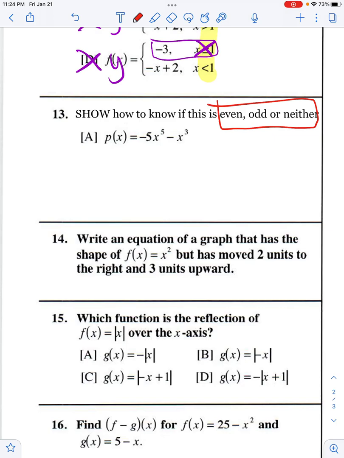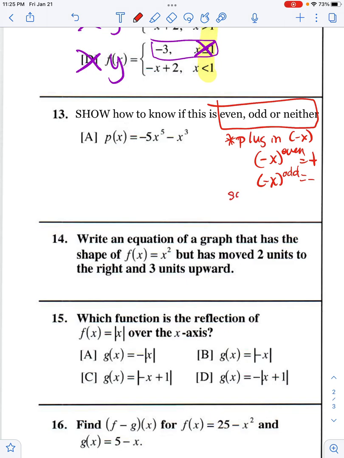Even, odd, or neither. Okay. So again, to check this, what you do is you plug in a negative x. And you remember that a negative x to an even power will come out positive, but if you plug in a negative x to an odd power, it will come out negative. That's going to be a key thing to know. Put it on your cheat sheet.